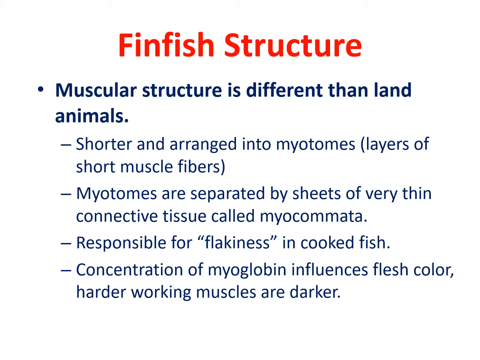We're going to talk a little bit about myoglobin. If you remember from our beef lecture, we talked about myoglobin being the pigment that gives meat its color. Unlike beef, fish flesh comes in a lot of different colors. As we learned with the land animals, harder working muscles are darker than lighter working muscles, because there's just more concentration. Those muscles in life need a lot more oxygen, so there's a lot more myoglobin there by necessity.